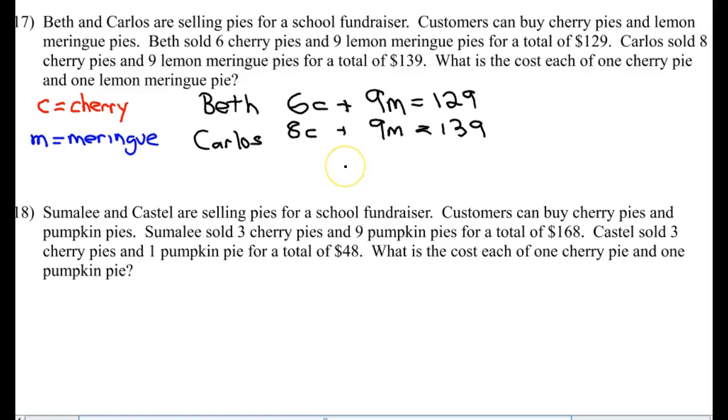Now, at the very end, how should you write your answers? Okay? Yeah. Do it alphabetical. So that way everybody has the same coordinate answer. That's another reason we do it alphabetical, so everybody has the same type of answer. C, comma, M. So the first number should be how many cherry pies. The second number should be how many lemon meringue pies. Okay, and then you're set.